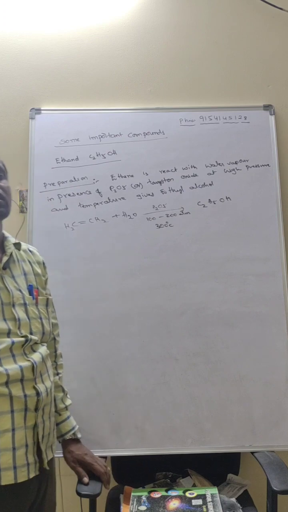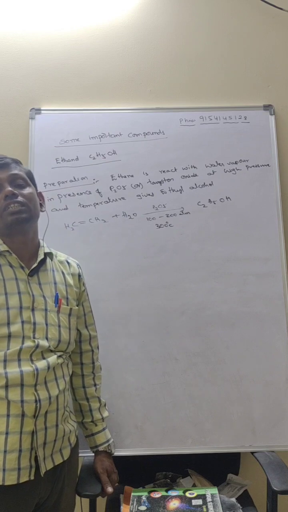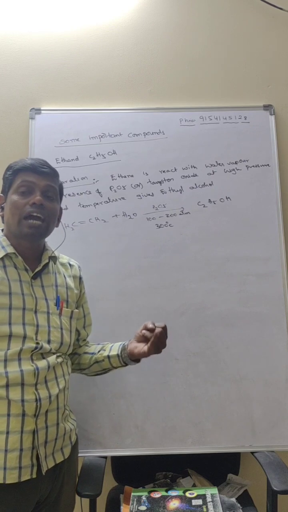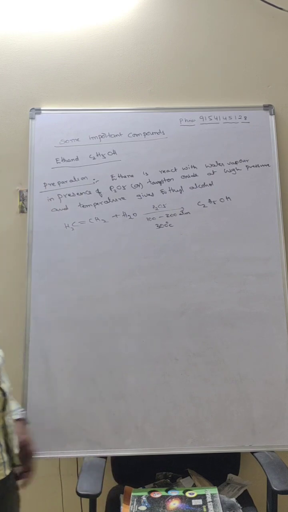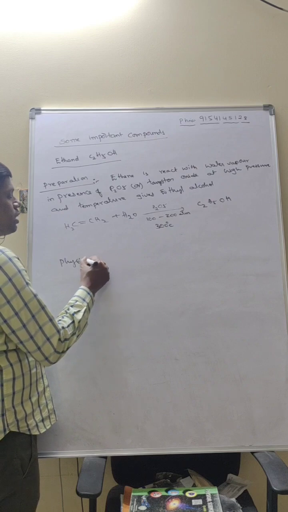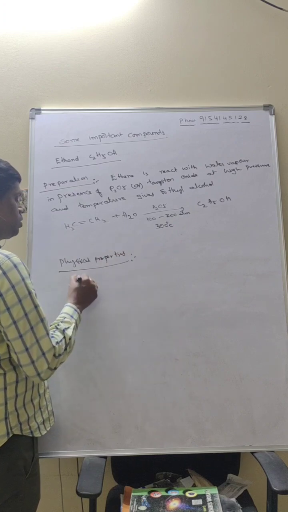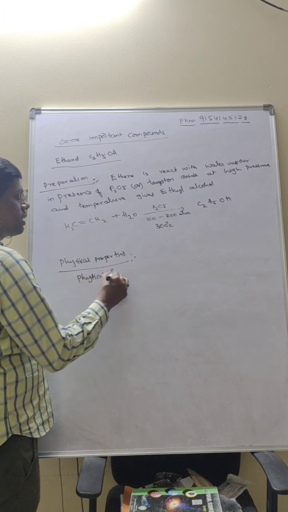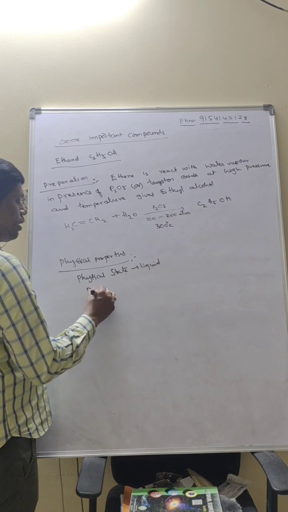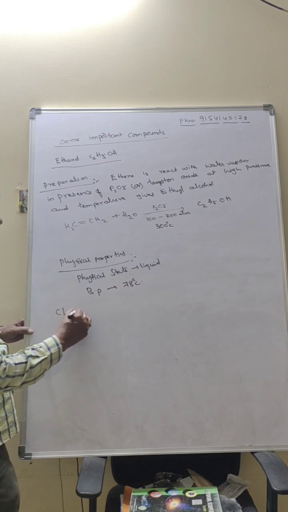Physical properties. Ethyl alcohol is in liquid state. Its boiling point is 78 degrees Celsius. These are the physical properties. Most important, ethyl alcohol is a liquid and its boiling point is 78 degrees Celsius. Physical state: liquid, boiling point is 78 degrees Celsius. Chemical properties.